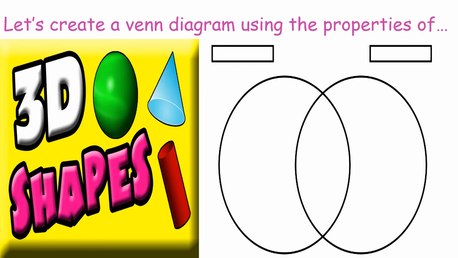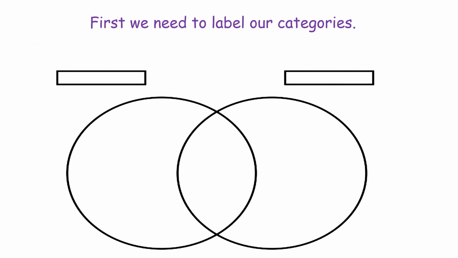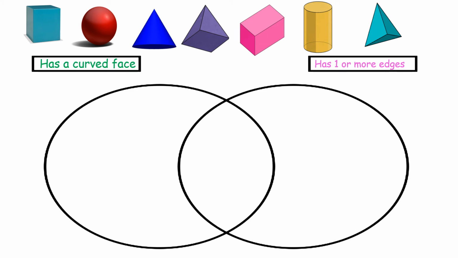So today we're going to create a Venn diagram using the properties of 3D shapes, because that's what we've been learning about this week. So first we need to label our categories. The first circle in our Venn diagram will be for shapes that have a curved face. The second circle will be for shapes that have one or more edges, and the middle part will be for the shapes that have both a curved face and one or more edges. So here are the shapes that we're going to be sorting into the Venn diagram.